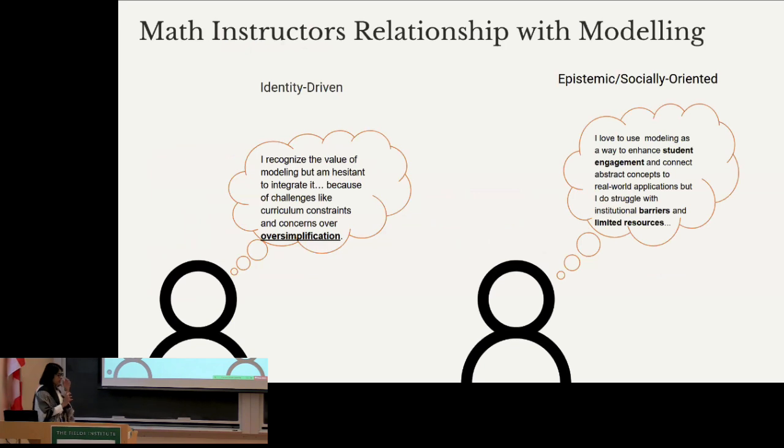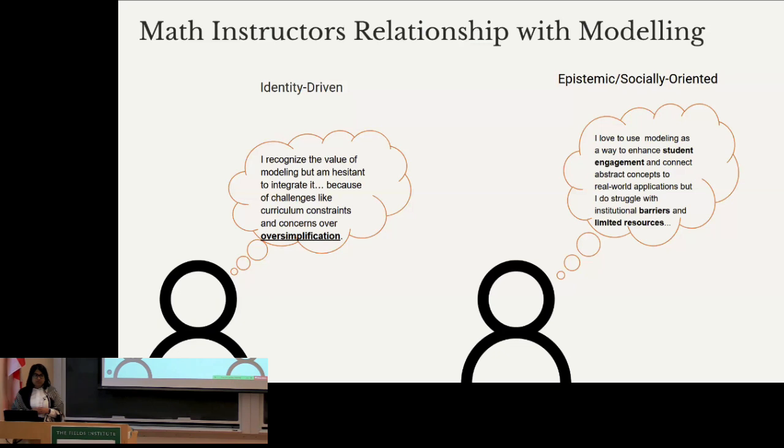So very quickly, if we had to regroup, it's not a generalization. We had two types of professors. We had identity-driven ones, who find modeling pretty cool, nice, but it's not specifically for them because they have a view of mathematics and consider that math modeling is more of an oversimplification of the real thing.